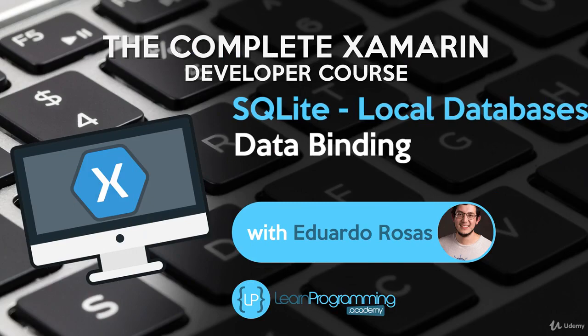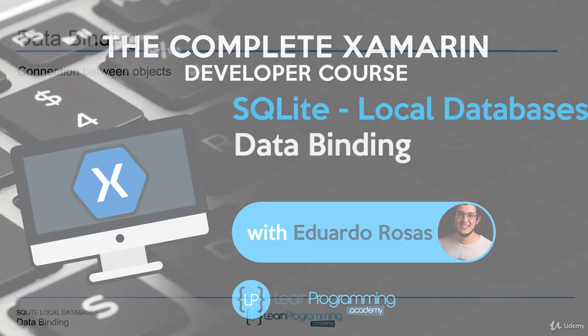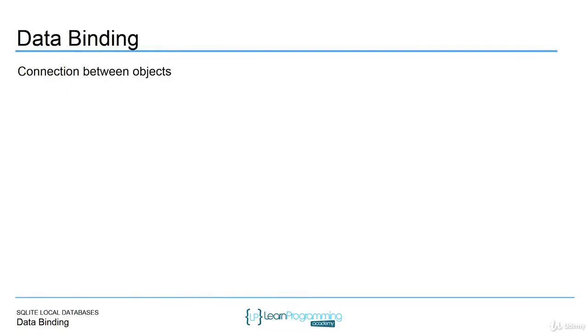So far, we are already inserting and reading from a local database that we have in SQLite. The next natural step is for us to start listing what we have already read from the database into a list. But before taking a look at how we can list elements inside of Xamarin Forms, we have to talk about something that is going to be very handy when we try to do that. And that is data binding.